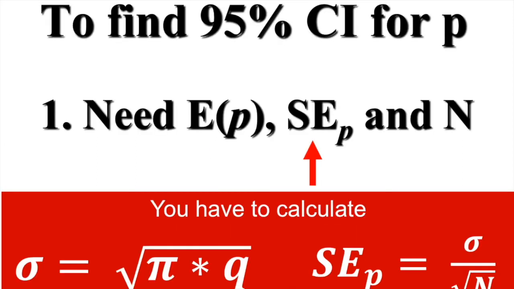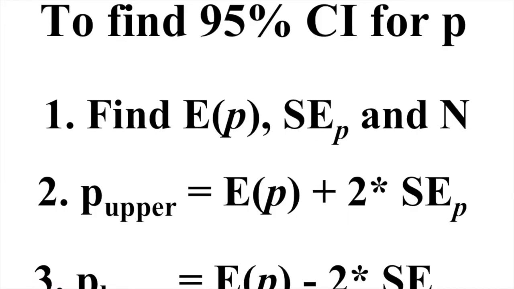So once you know pi, you will be able to use it to calculate sigma. And sigma is just the standard deviation of the population. And you can see this formula is right here. And once you have sigma, you can use it to calculate the standard error of P using the formula on the right. Once you know the expected value, the standard error, and N, you can use the formula shown here to calculate the upper and lower limits of the confidence interval.